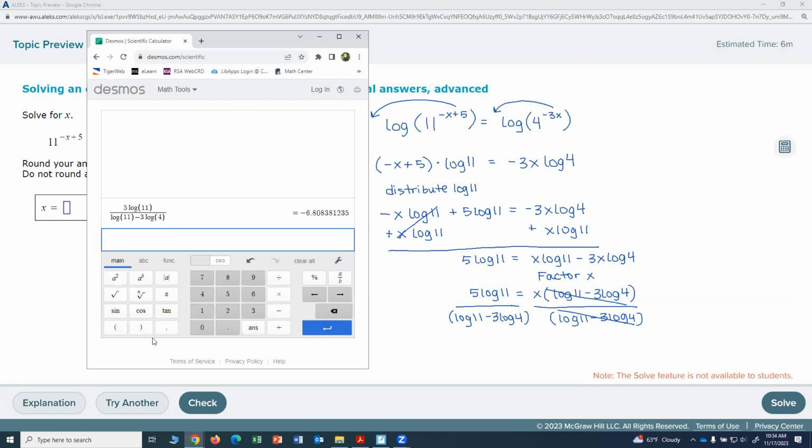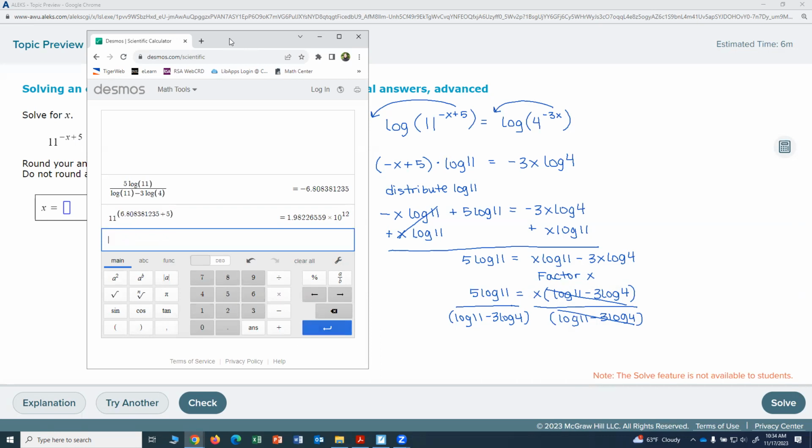I'm going to go ahead and put 11 to the power of parentheses. Negative x would be, since x is negative 6, a positive 6.808381235 plus 5. I'm getting the plus 5 from the exponent in my original.